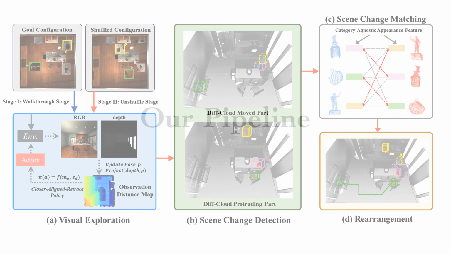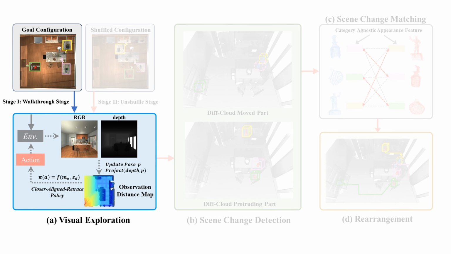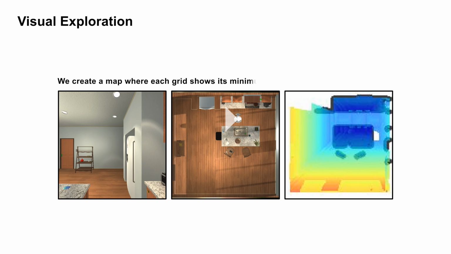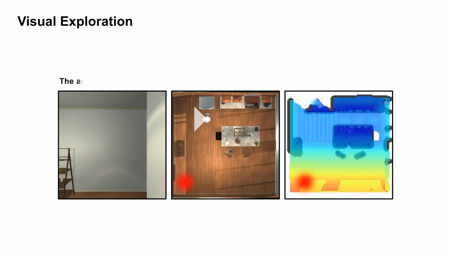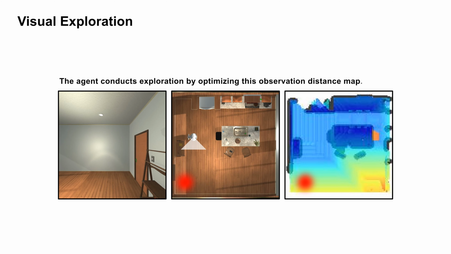We present a modular approach to tackle the task, decomposing it into manageable subtasks including visual exploration, scene change detection, and scene change matching. For visual exploration, we propose a closer-aligned-retrace exploration policy, aiming to observe more objects at a closer distance to improve the observation accuracy and completeness.